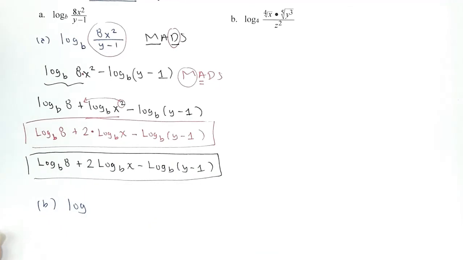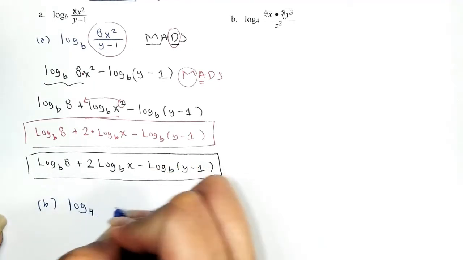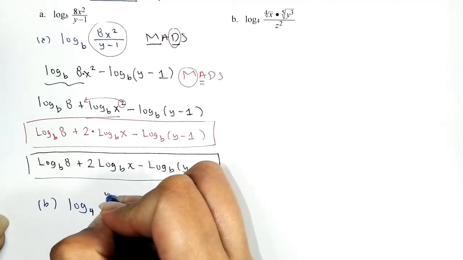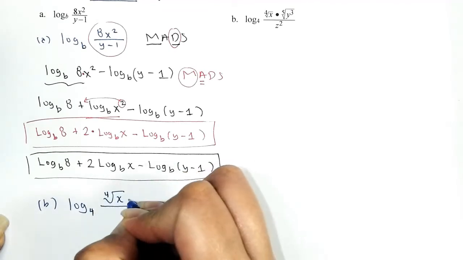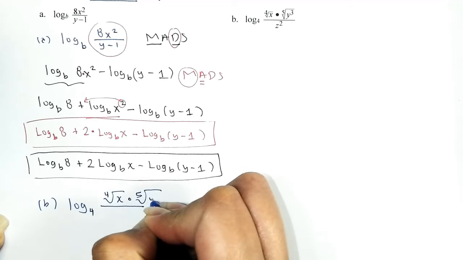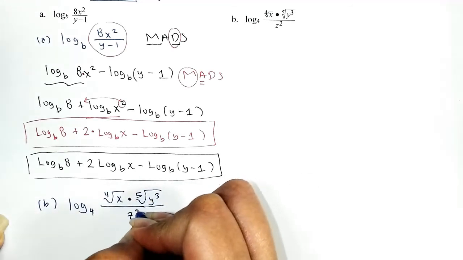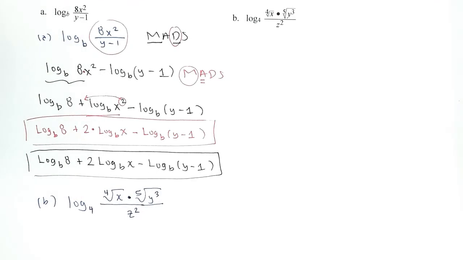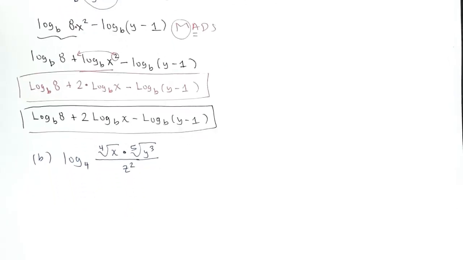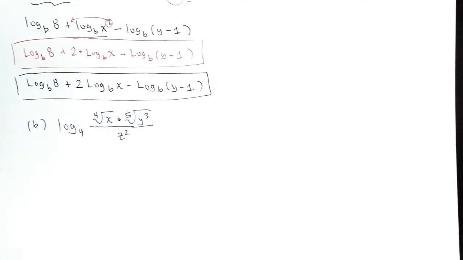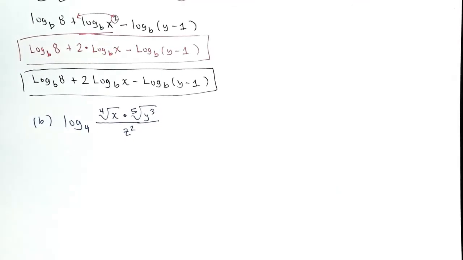Okay, problem B, we have log base 4 of this quotient: the 4th root of x times the 5th root of y cubed, all over z squared. I'm not gonna lie, this is very tedious looking. It looks intimidating, but we just gotta see this like those puzzles that have 1,000 pieces. We just gotta take it one piece at a time.